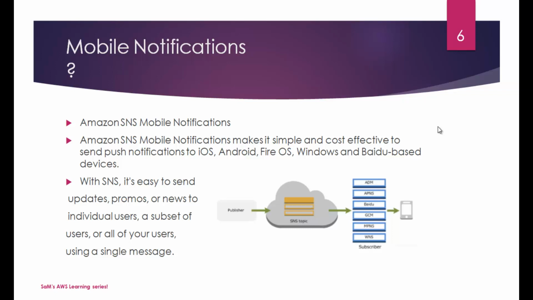And then mobile notification, for this as well, we use SNS extensively. SNS mobile notification makes it simple and cost-effective to send push notifications to iOS, Android, FireOS, Windows and Baidu-based devices. You see the extended support, right? It covers almost all the devices or platforms. And with SNS, it's easy to send updates, promos or news to individual users, a subset of users or all of your users using a single message. So the publisher will publish the message onto the SNS topic, and based on your endpoint or device platform, you will be receiving the push notifications.